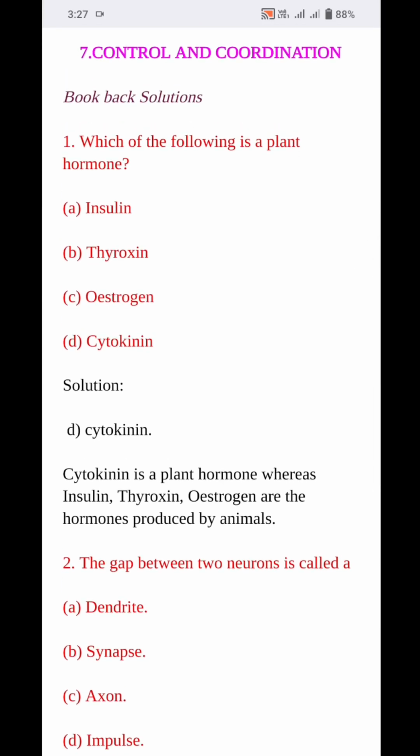In this section we are going to see about class 10 science lesson 7 control and coordination with back solutions.